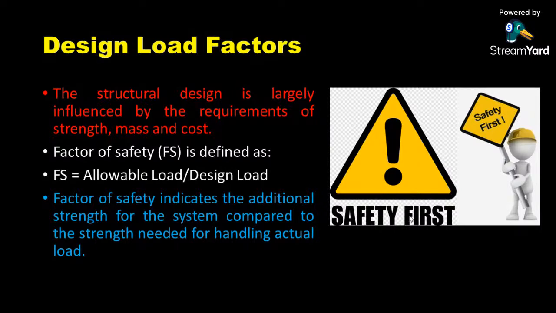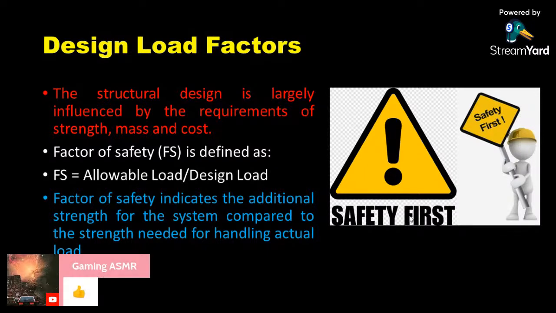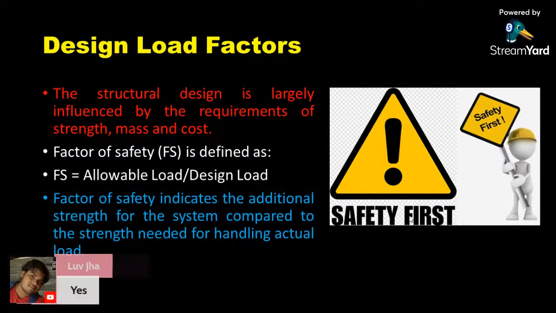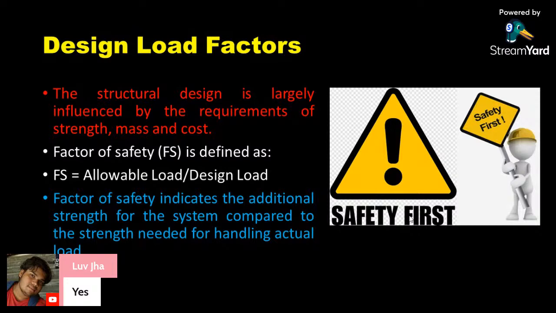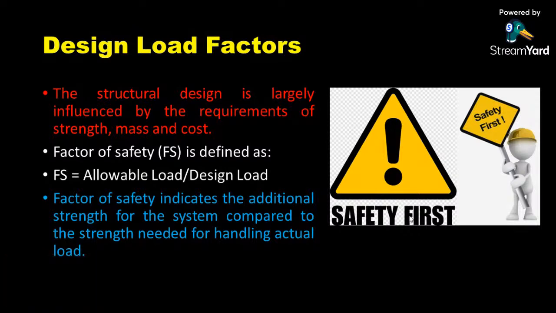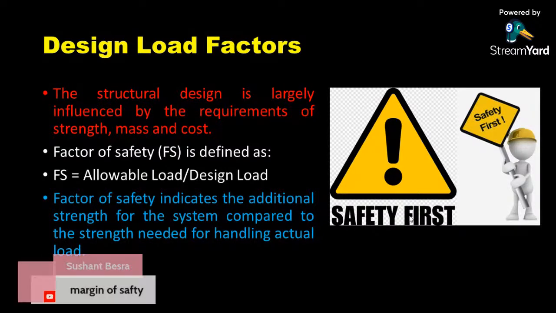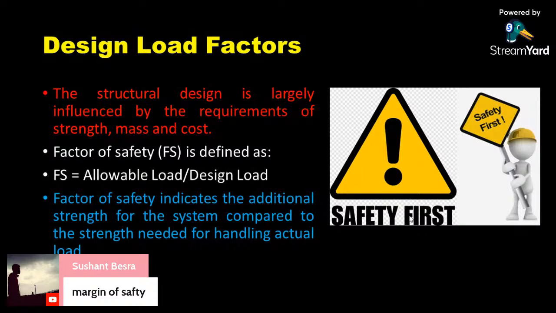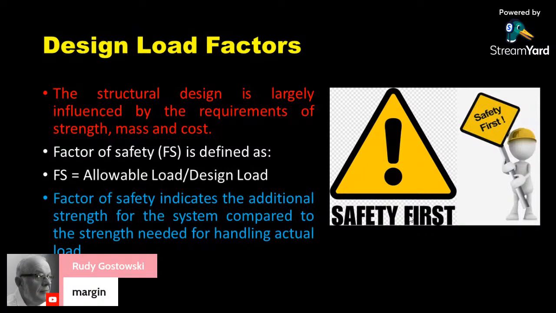That's good. So factor of safety is the actual load bearing capacity or required margin of safety for a structure or component according to its design requirements. It is used to reduce the value of stress so that material can be stressed below the maximum limit of stress. The factor of safety formula is given here. It is allowable load upon design load. It is a numerical quantity and hence it does not have any units.